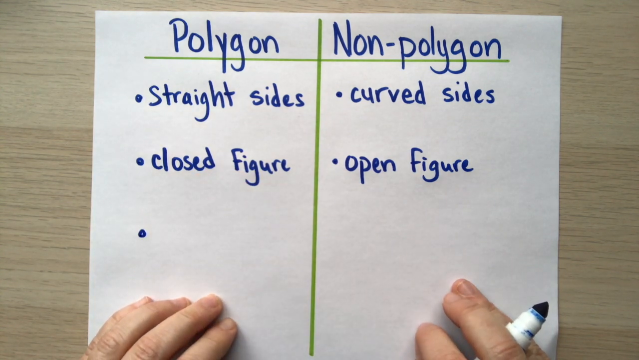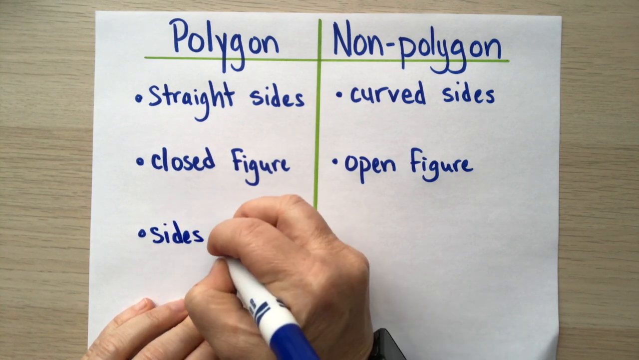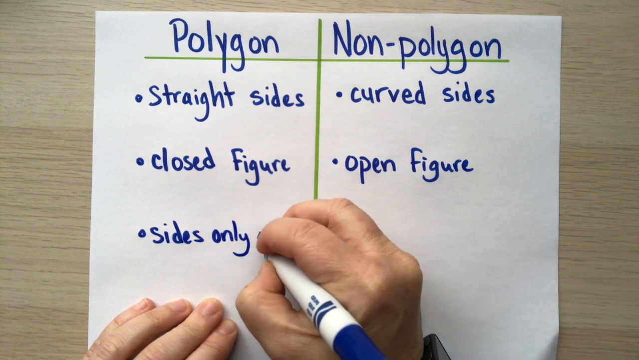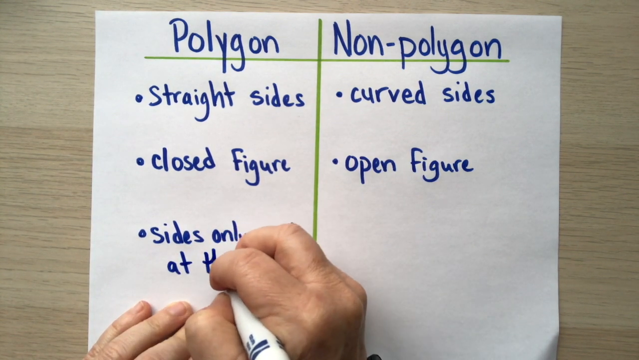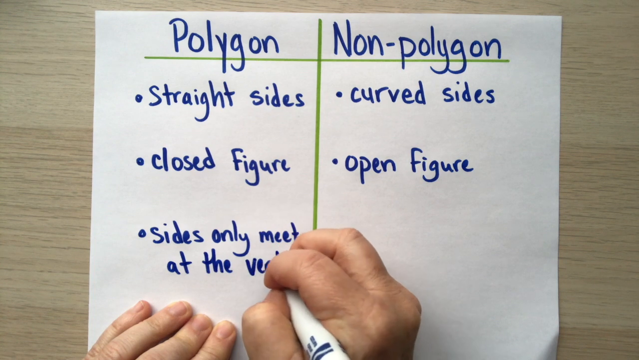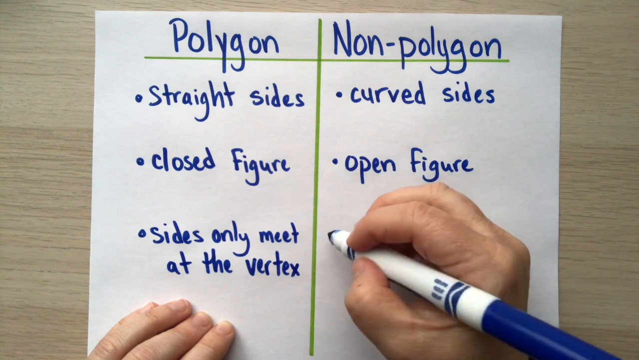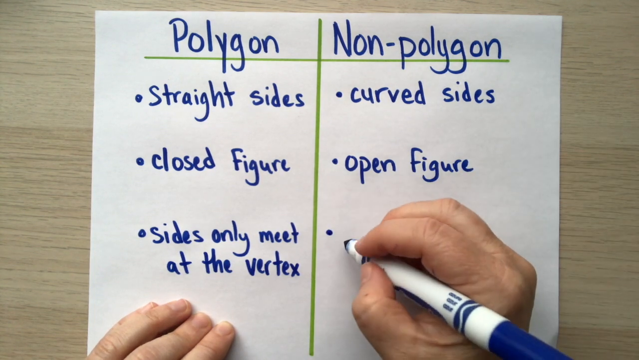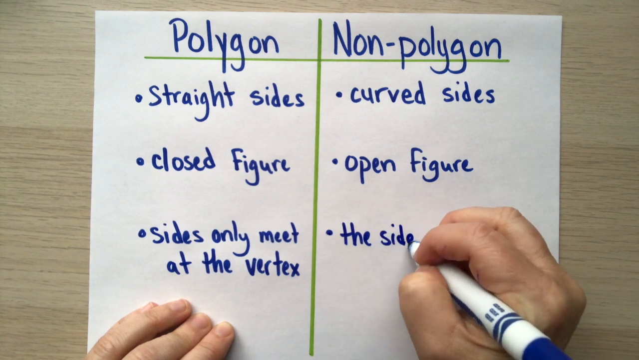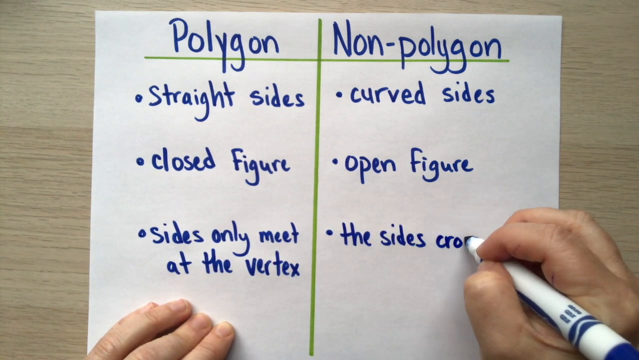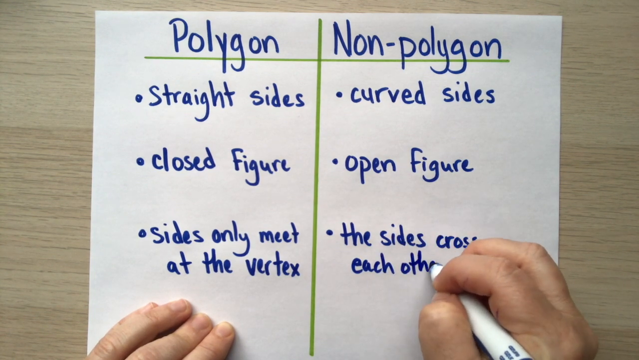Then the last part is that the sides only meet at the vertex. That means they can't cross each other. That means on here, for a non-polygon, the sides cross each other.